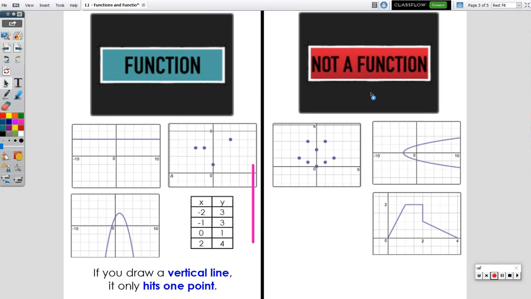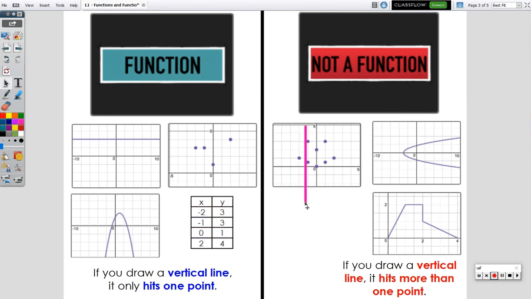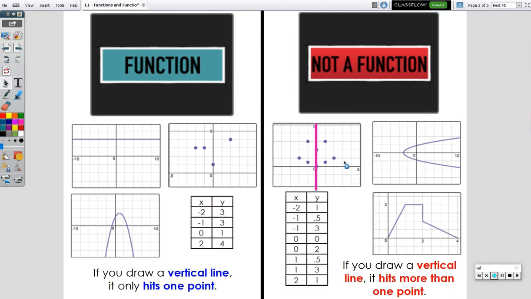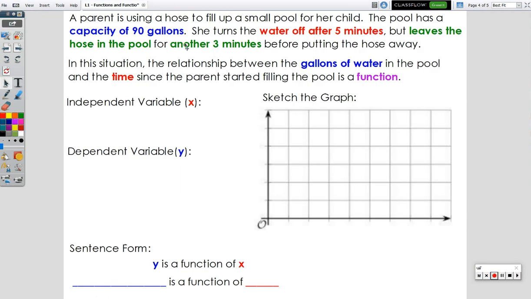However, when it's not a function, and if we do that vertical line test, we'll be able to see that this graph hits 2 points at the same time. Okay, and if we were to look at this as a table, we can see right here where I am, this would be 0, 0, and 0, 2. 2 y values, okay, that x value of 0 has 2 different y values. So when you have a graph and you use your vertical line test, if your line hits 2 points at the same time, or like in this case it goes through a whole section of our graph, it is not a function.